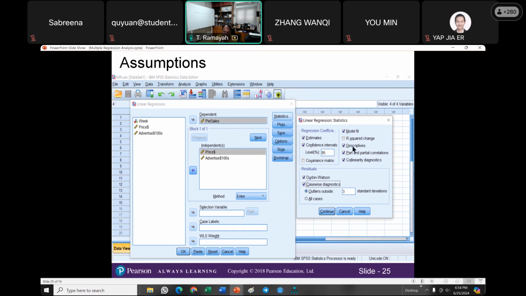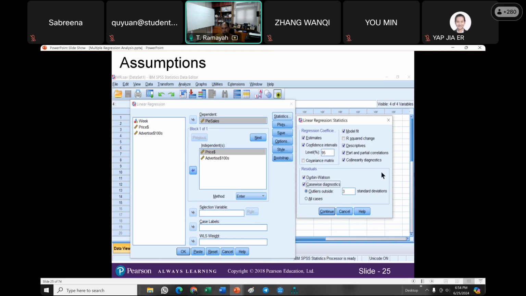We need to ask for descriptive. We need to ask for part and partial correlation. We need to ask for collinearity diagnostics. We need to ask for Durbin-Watson and case-wise diagnostic. And this case-wise diagnostic, later we will look at a term called outliers. Okay. So at the moment, these are the options you need to pick under the statistics.